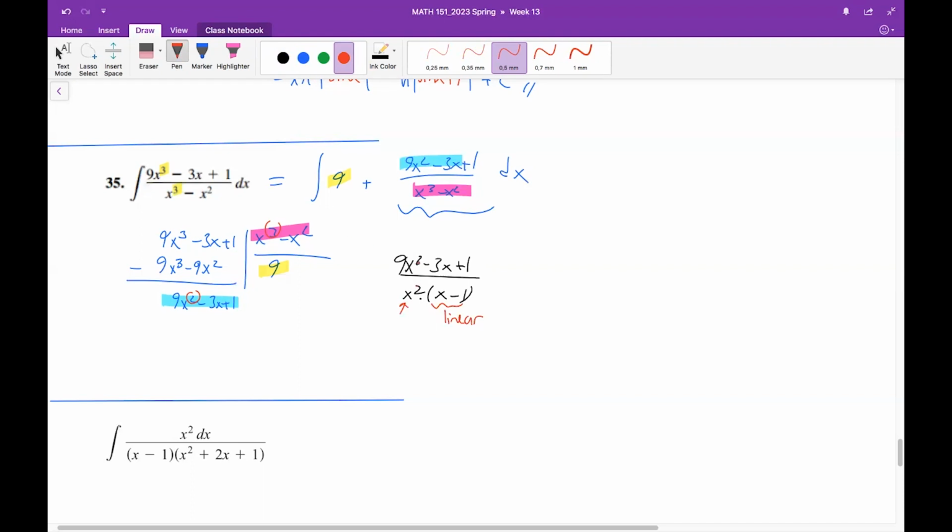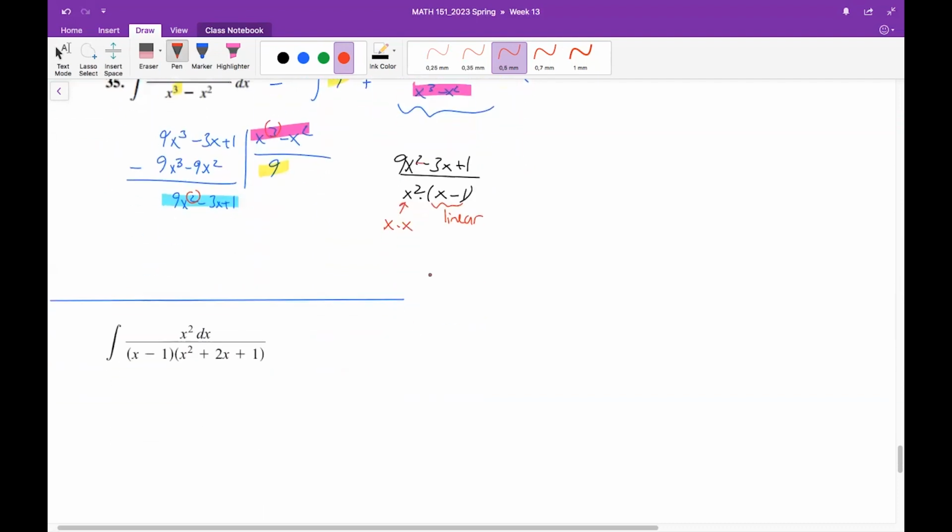Even if it has degree 2, this is not a quadratic factor. Instead, we call it a repeated linear factor because you can decompose it like that. It is in fact x times x, where x is still linear. So you call this a repeated linear factor.